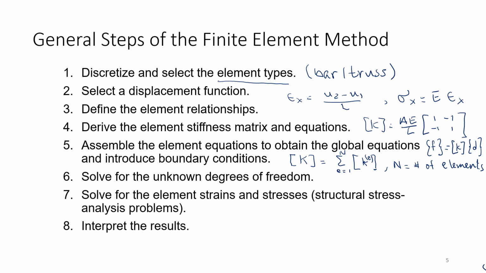After we apply the boundary conditions, as we're going to see in the following example, we can solve for the unknown degrees of freedom. Once we have the unknown degrees of freedom, we can also solve for the unknown external forces F, and I can then solve for the element forces f knowing d. Of course, once we have d, the stresses and the strains in the elements can be identified using the element relationships, and we should be able to interpret the results.